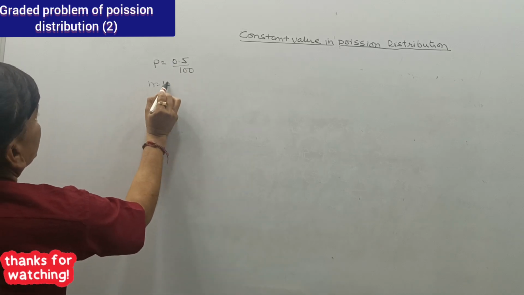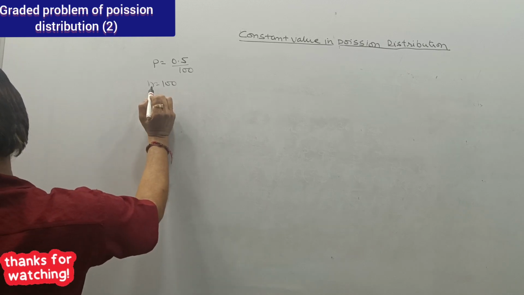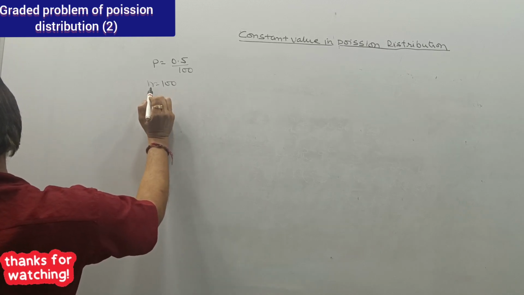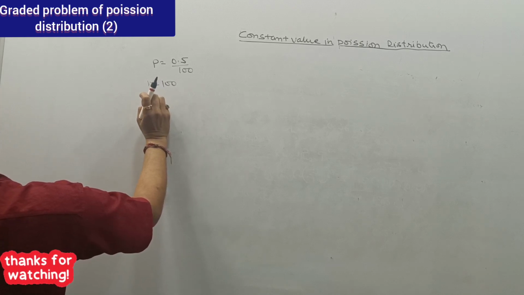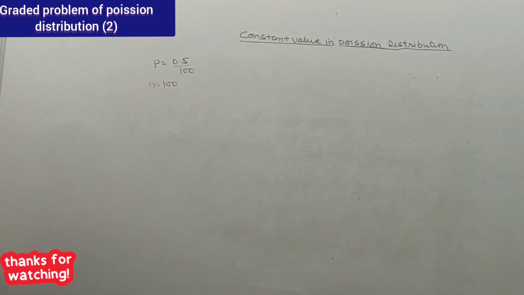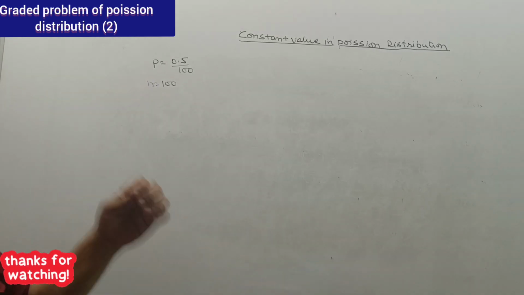Packing are in 100 units. How many units have 0 defective? How many units have 2 or more than 2 defective? Okay. This question is also related to the Poisson distribution.